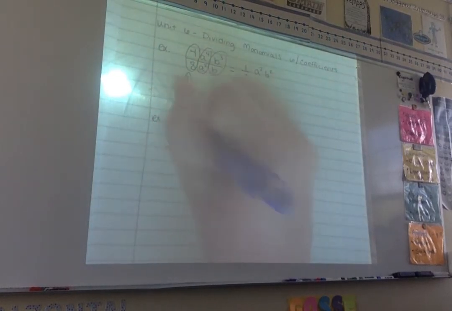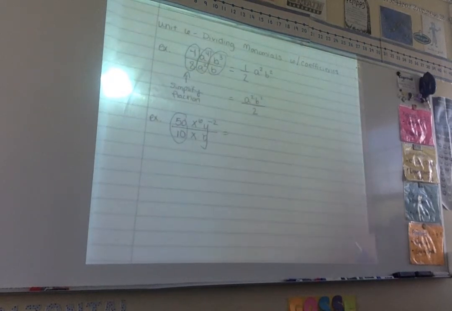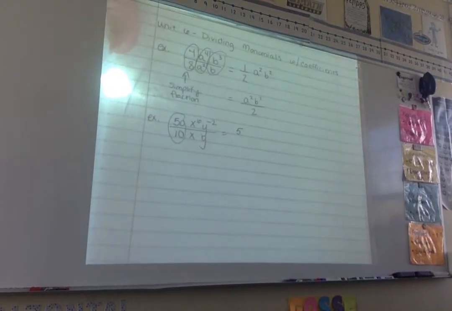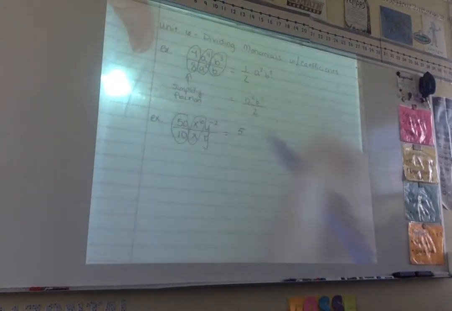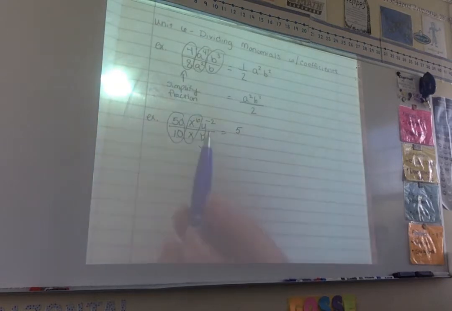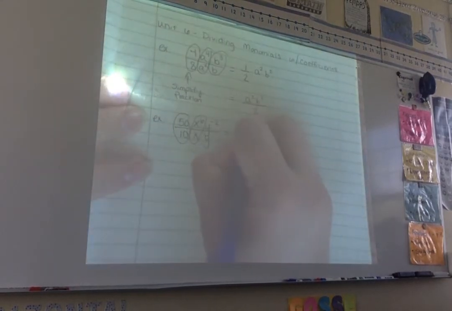Absolutely. So again, the numbers stay together. 50 divided by 10 leaves me with what factor, Masha? 5. So I have 5. The x's also stay together. So what's the new exponent here? It's 5. 6 minus the invisible 1 is 5. So we have x to the 5th.